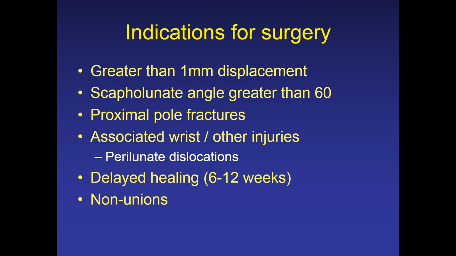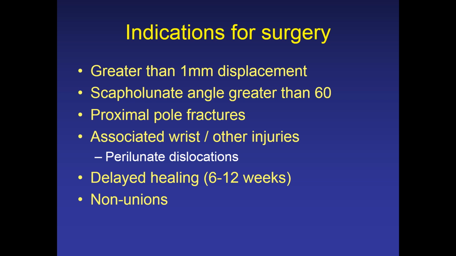So, just looking at the indications, we've already looked at this: greater than 1 millimeter of displacement. So anytime, unless it's really very minimally displaced, you're being pushed into this displaced category. Looking at the scapholunate angle just gives you a better idea of whether there's any angulation. Proximal pole fractures, we've already said, are a good indication for surgery.